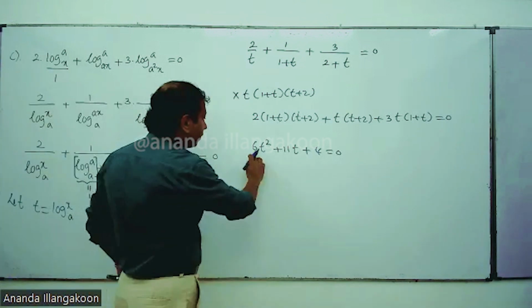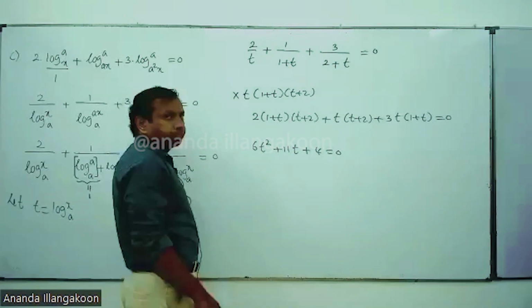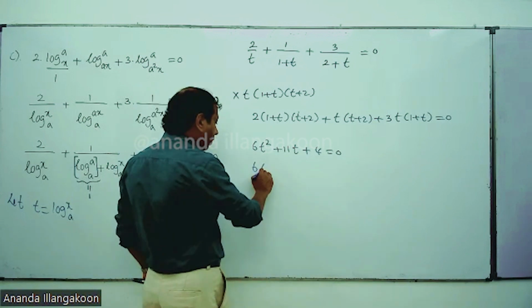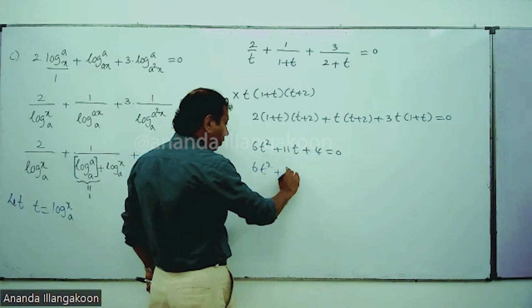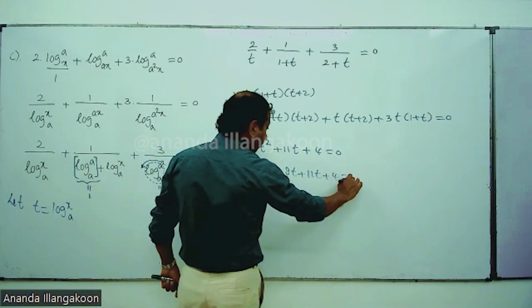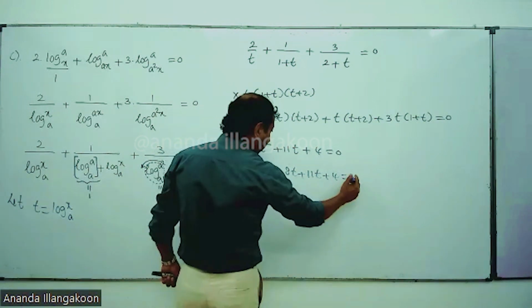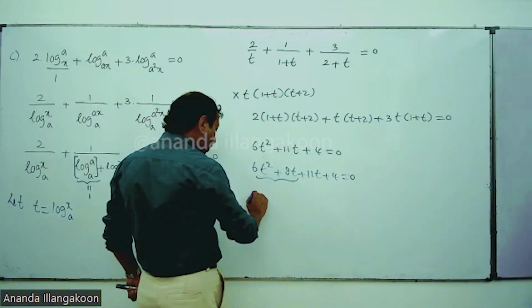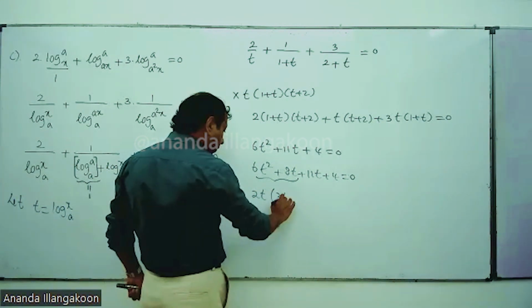Here, 6 and 4 make 24, no? 24 we can write as a product, so that the algebraic sum is 11. It is nothing but 6t plus 11t plus 4. Now you can factorize this. By these two terms, you can take 2t out, 3t plus 4.